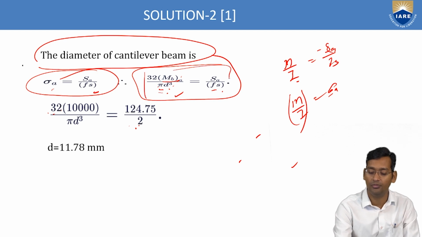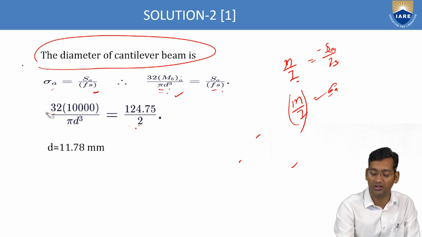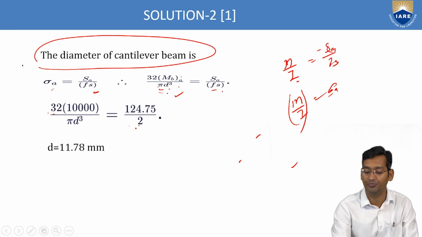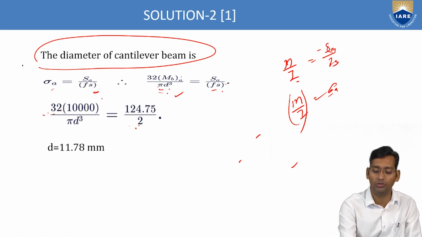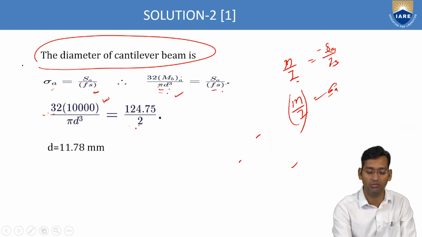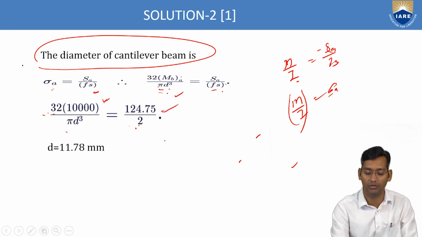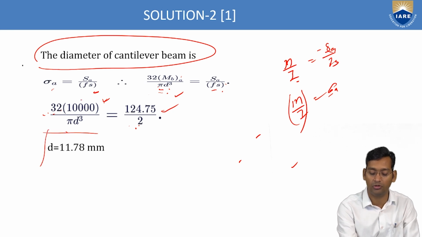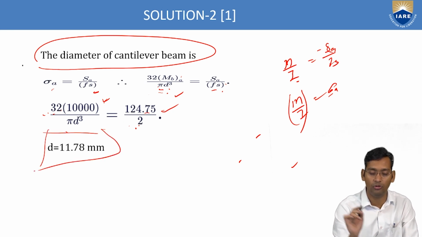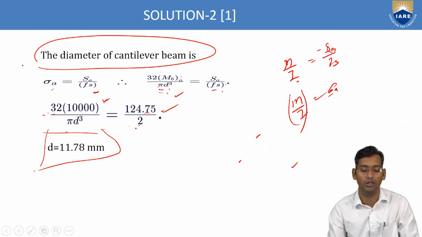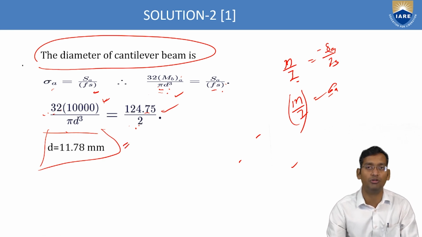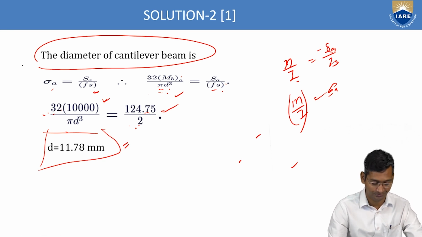Now these two equations are the same from here. So 32 MB by pi d cubed equals SA by Fs. Now put the value: 32 into MB, which is 10,000, divided by pi d cubed, and SA we found 124.75 divided by 2. After cross multiplying, whatever value comes, take the cube root of that and you will get the value of d, that is 11.78 mm.